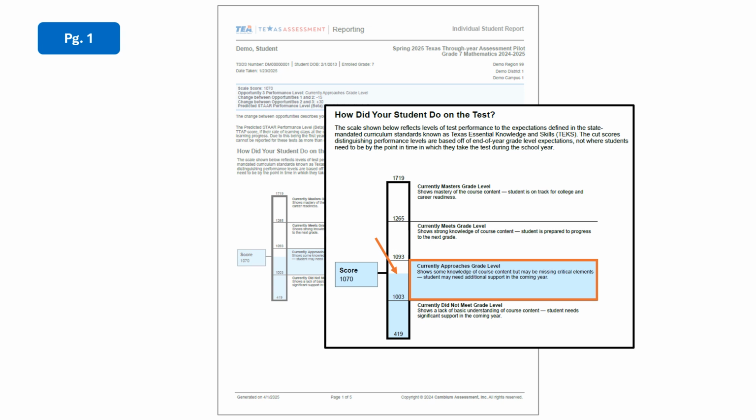Because TTAP tests are based off of where a student should be at the end of the year and not where they need to be by each TTAP test, it is expected that students will perform lower on earlier opportunities and make progress as they move towards mastery.